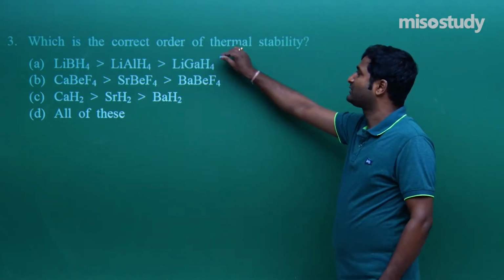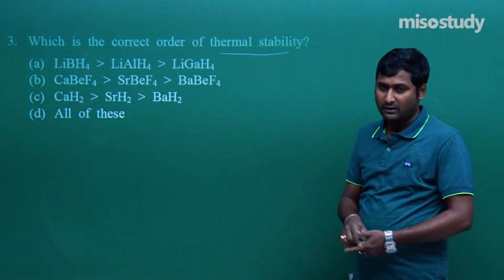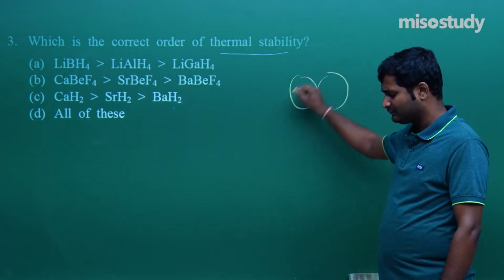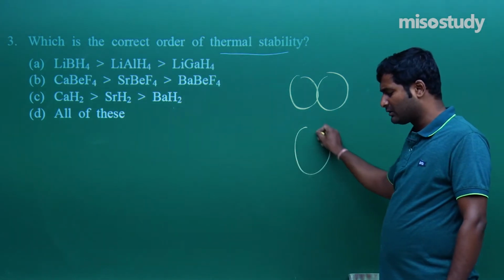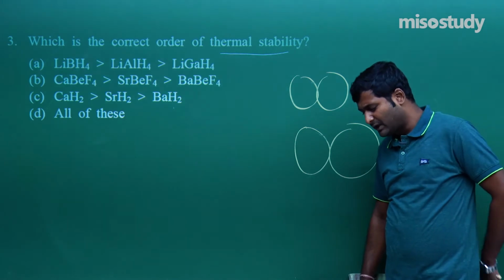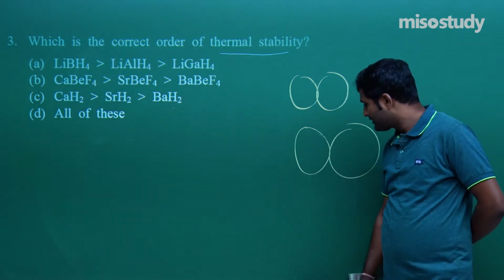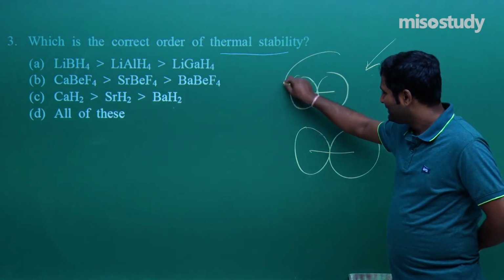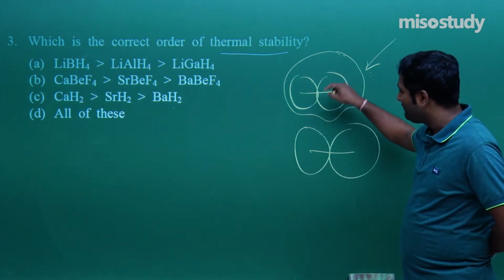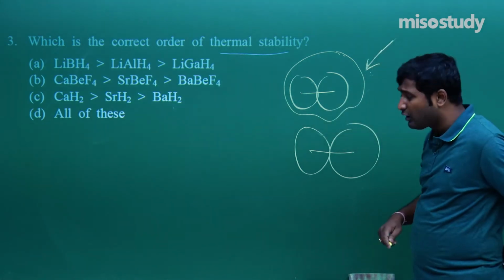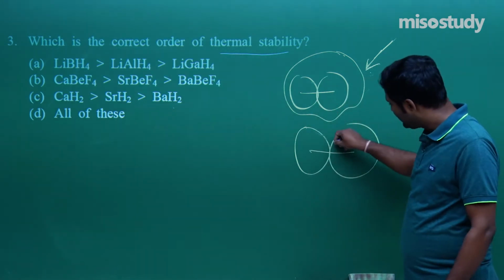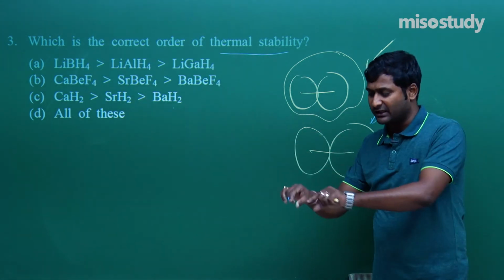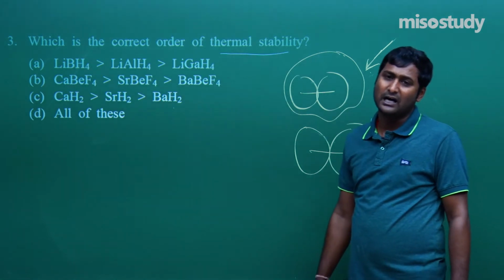Which is the correct order of thermal stability? Tell me one thing. I am not telling anything about this question. If I talk about this and this one, now tell me which one has large size. Sir, this one has large size, this one has smaller size. So if we push heat, it will take a lot of energy to break because size is less. But if I talk about this, there is less requirement of energy to break. If size increases, bond length increases. If bond length increases, then you can easily break the bond.